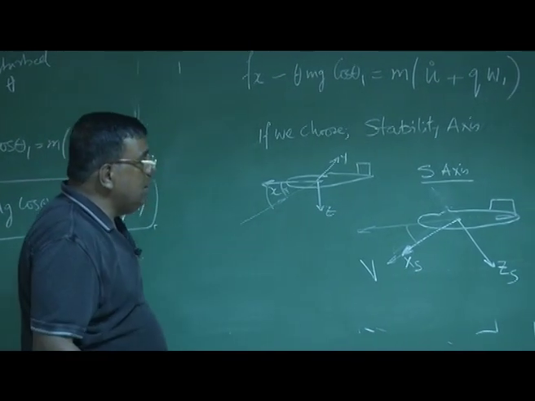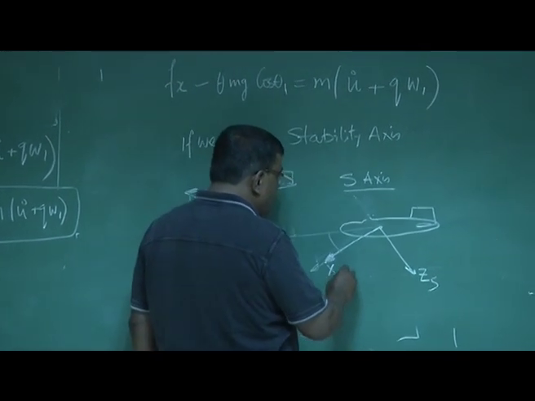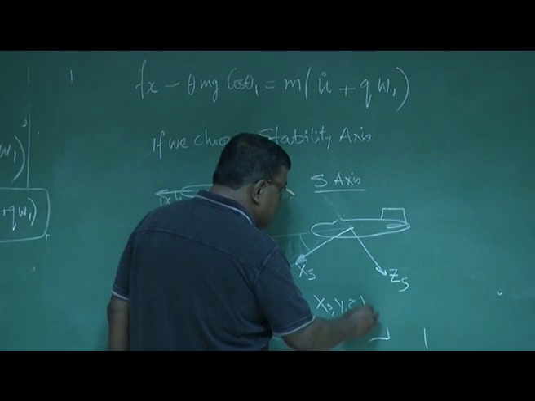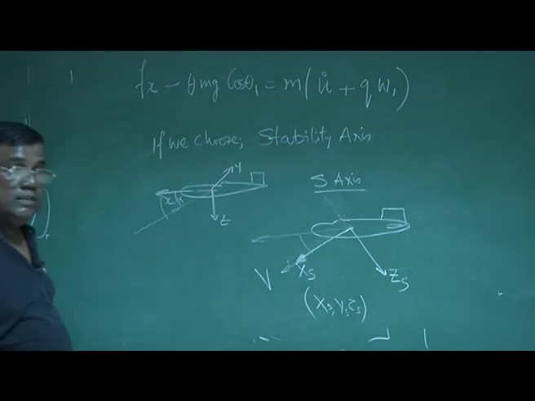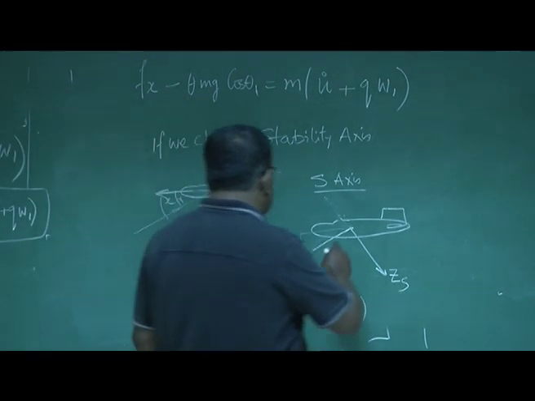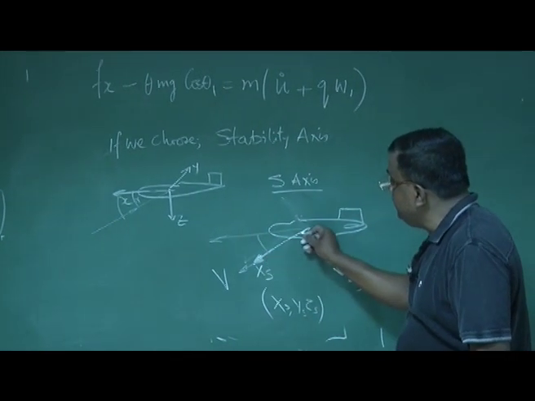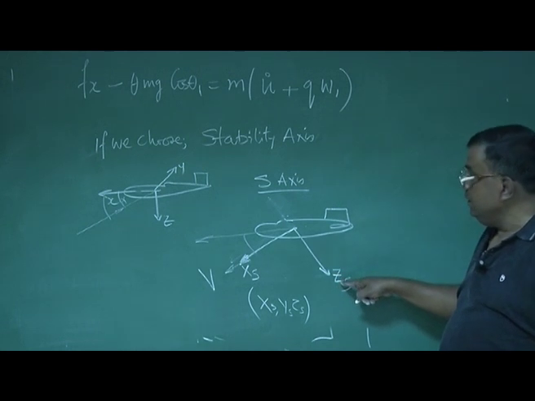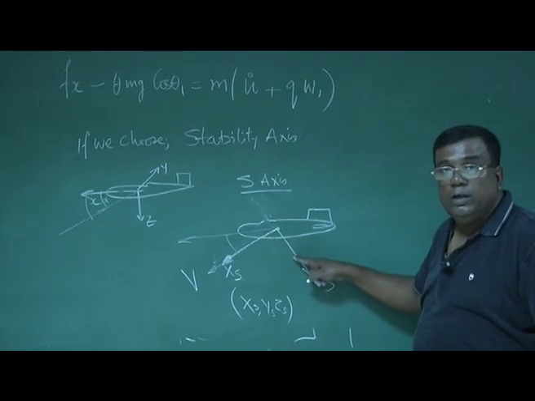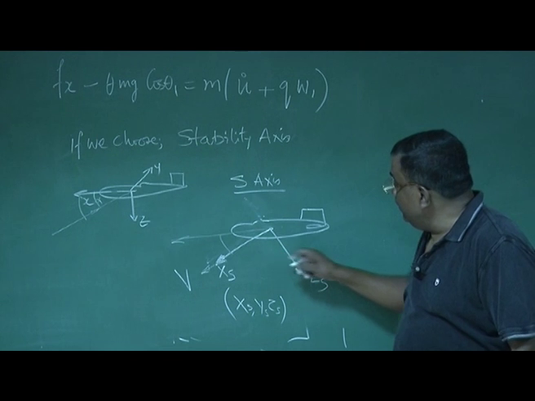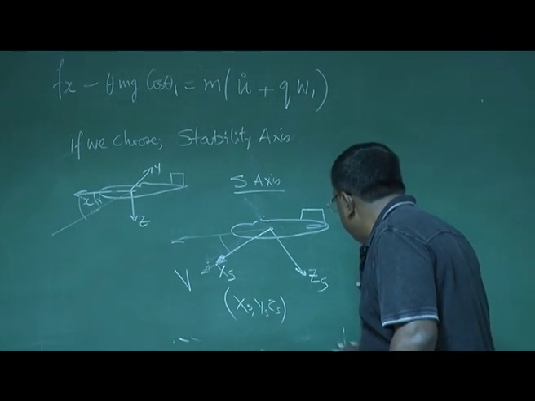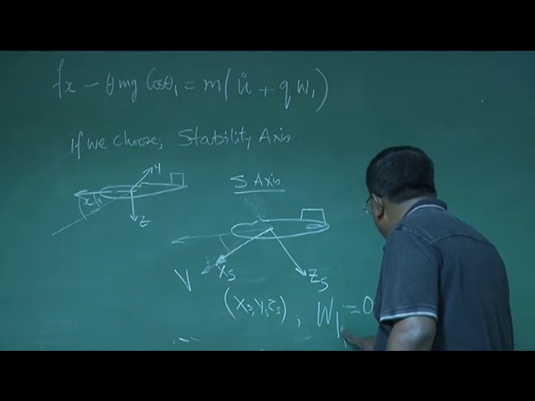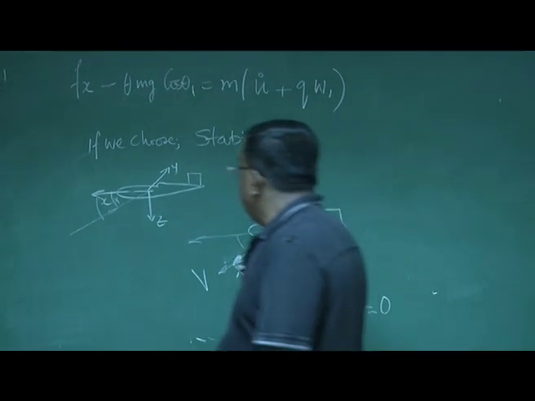And there is another advantage. When I am choosing the xs, ys, zs axis, that is, when I am choosing a stability axis system, now the velocity vector is along the xs direction, right? So there cannot be any component along z direction because they are perpendicular, right? So for the stability axis system, one other advantage from a computational point of view is that W1 will be 0. Please get this point clarified.